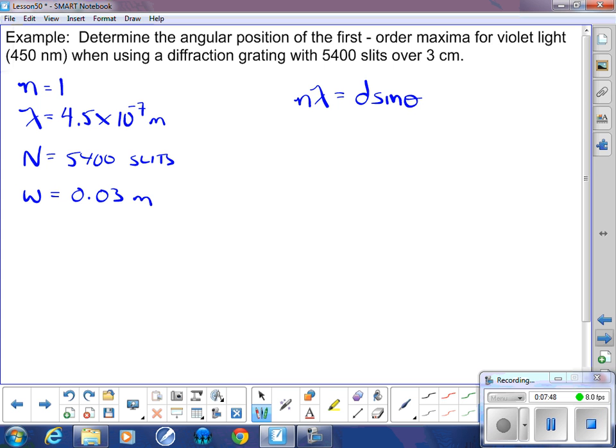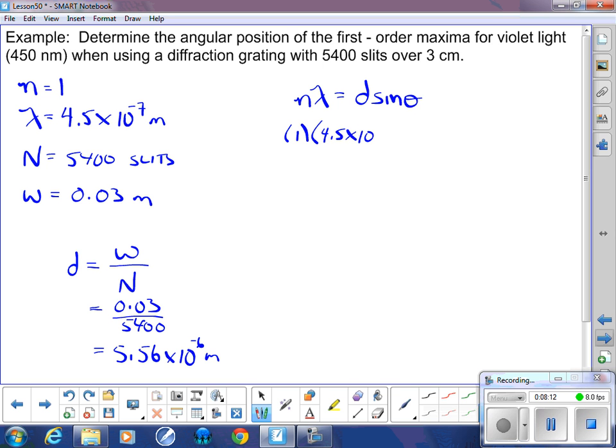I do have to find d first, so I'm going to do it down here. d is my width divided by my number of slits, 0.03 divided by 5,400, which gives me 5.56 times 10 to the negative 6 meters. That allows me to finish the question. n is 1, it's first order, 4.5 times 10 to the negative 7 is my wavelength, and d I just calculated, 5.56 times 10 to the negative 6 sine theta. Using your calculator, you get 4.6 degrees.